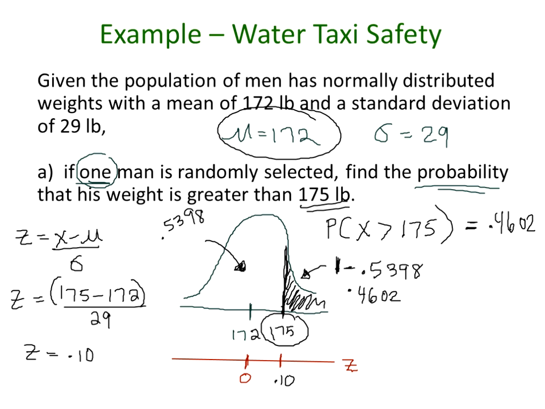0.4602. And that's our probability. Now that's the probability for one individual. Right? That's the probability for an individual.